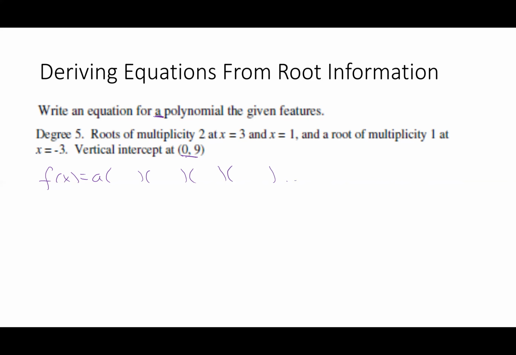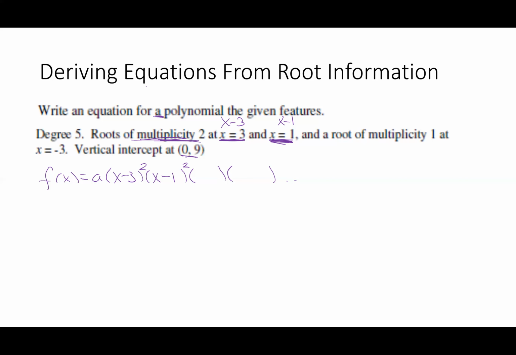So we've got roots of multiplicity 2 at x equals 3 and x equals 1. If I've got some at x equals 3, the factor is going to be x minus 3. And this is going to be a root of multiplicity 2, so that's going to be squared. I also have one at x equals 1, so its factor is going to be x minus 1. And that's also going to be squared because it's a multiplicity 2. Notice how I kind of changed the sign here, how I reversed them.